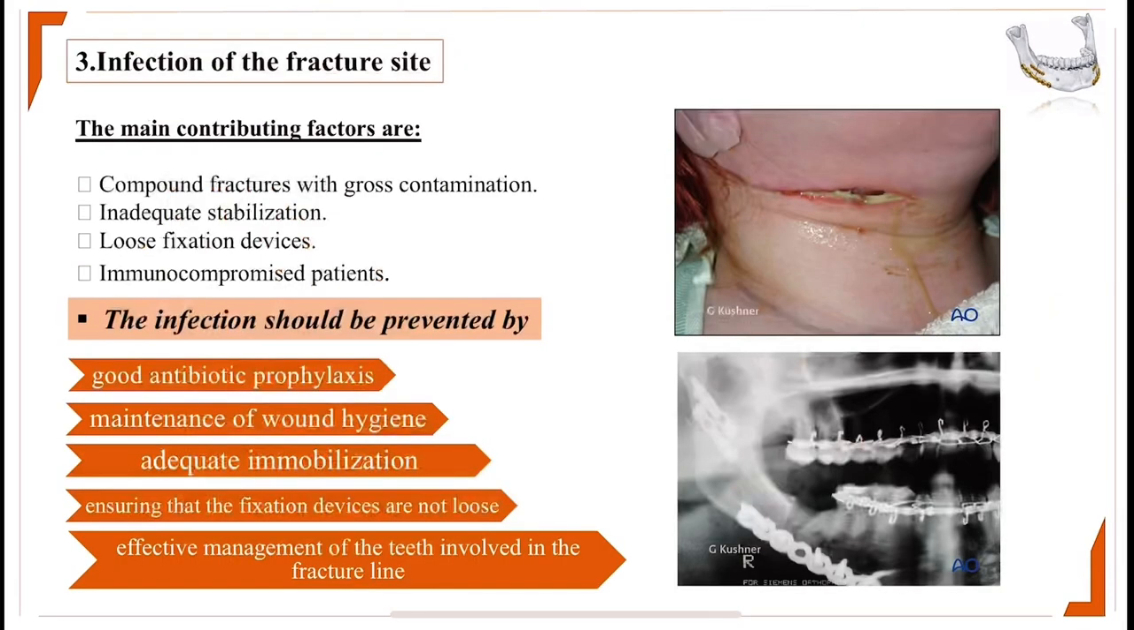Facial nerve damage may complicate some fractures of the ramus and the condyle. Third is infection of the fracture site. The main contributing factors are compound fracture with cross-contamination, inadequate stabilization, loose fixation devices, and immunocompromised patients like diabetics or alcoholics. Infection should be prevented by good antibiotic prophylaxis, maintenance of wound hygiene, adequate immobilization, ensuring that the fixation devices are not loose, and effective management of teeth involved in the line of a fracture.